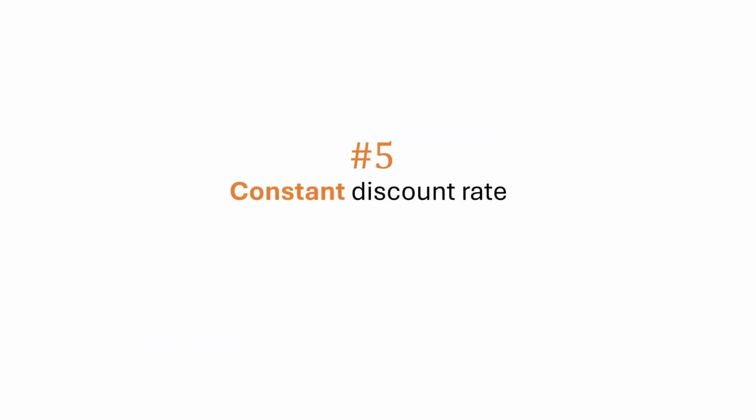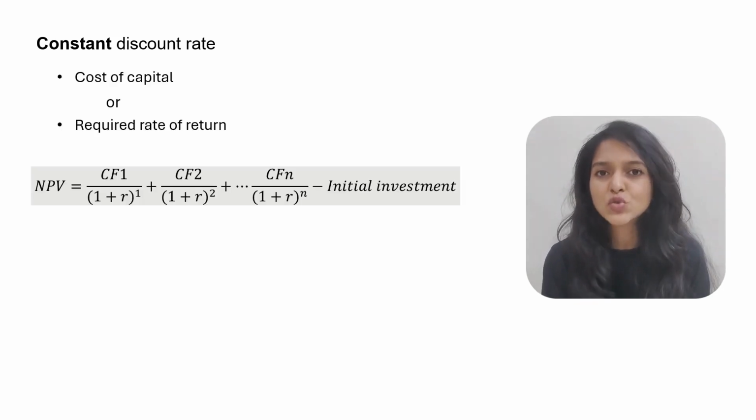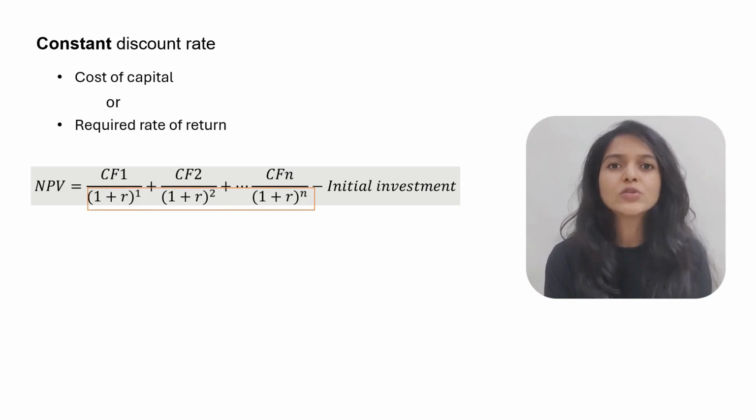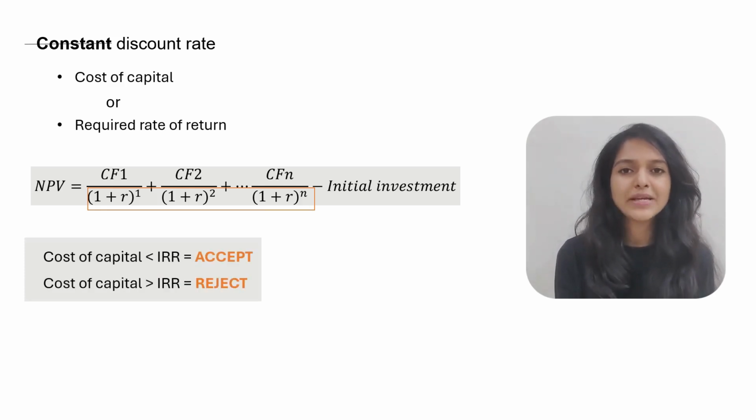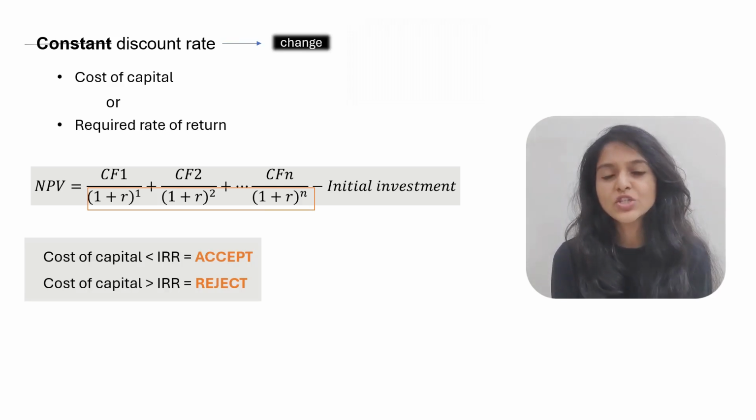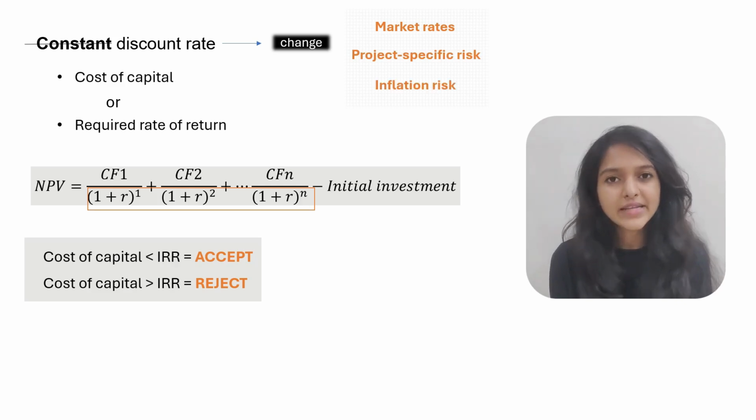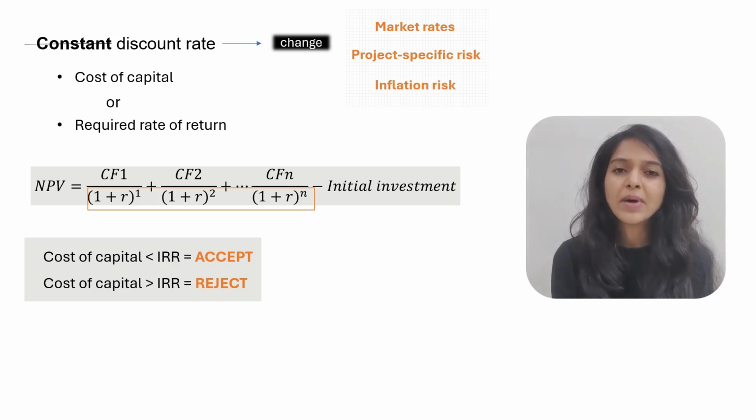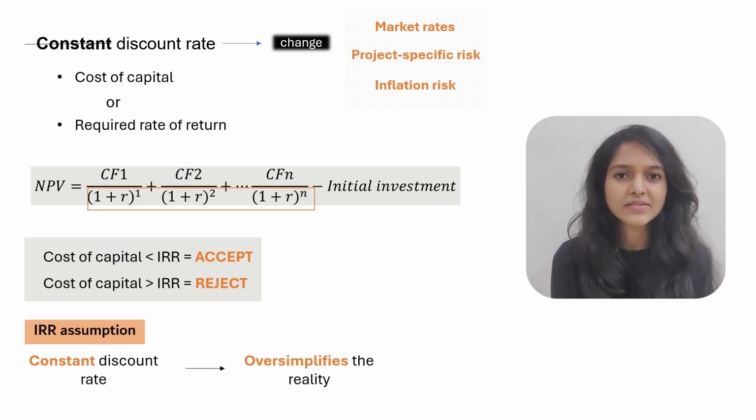Fifth one is it assumes a constant discount rate. This is not the IRR discount rate, but the project's cost of capital or required rate of return that is used to compute NPV and also to compare with the IRR for the project acceptance or rejection. In reality, discount rates may change over the project's life due to changes in the market interest rates, project specific risks, or any other inflation or currency risk. But IRR assumes a constant discount rate, which oversimplifies the reality.